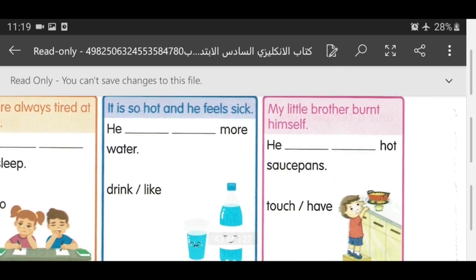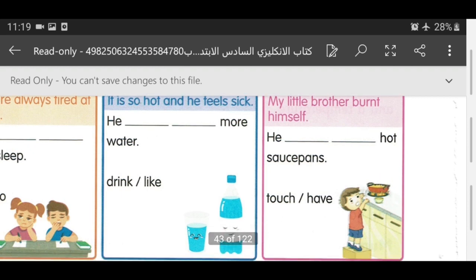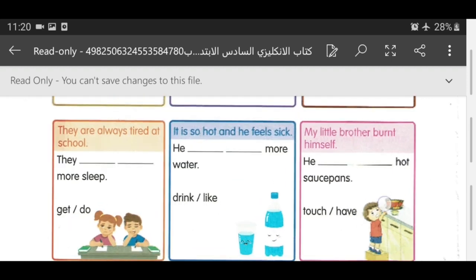My little brother burned himself. He hot saucepans. He shouldn't touch hot saucepans.